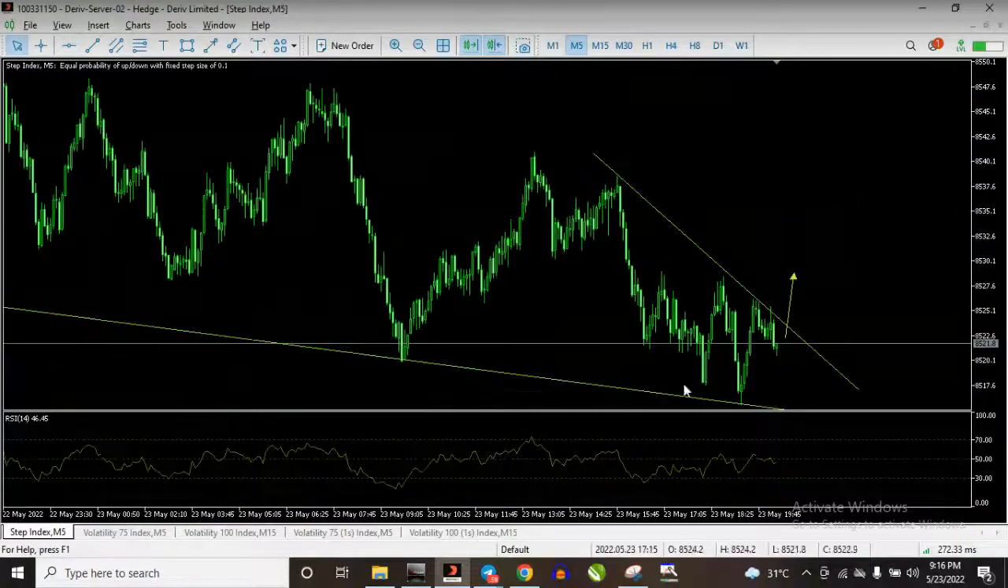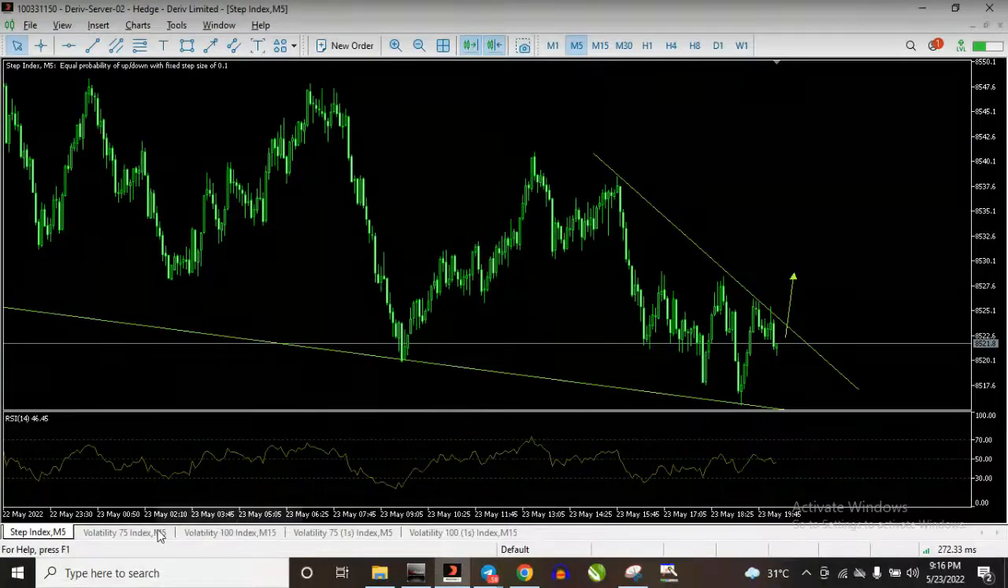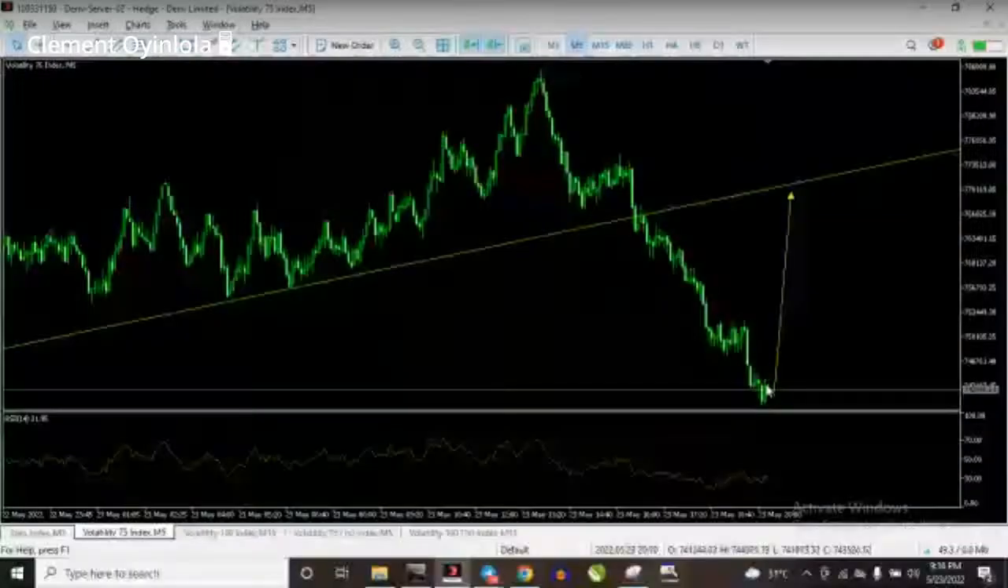Look at step index. All right, so it has done everything we needed it to do. Look at this. Now, this is a good entry for me to buy. This is a perfect entry for me to buy right there.